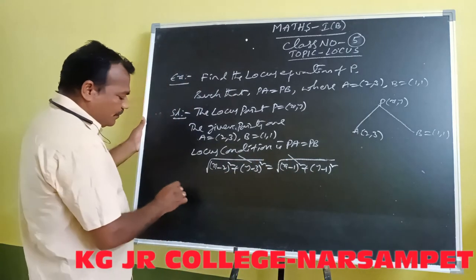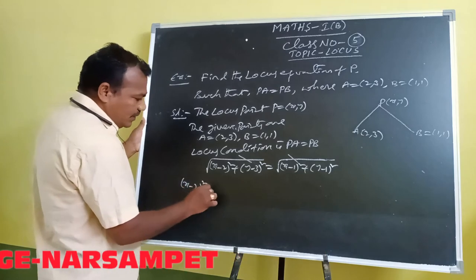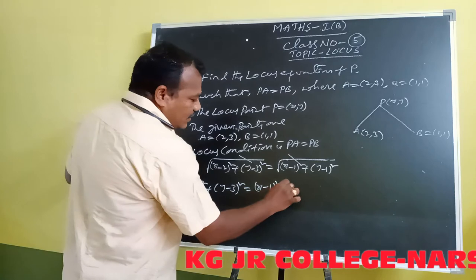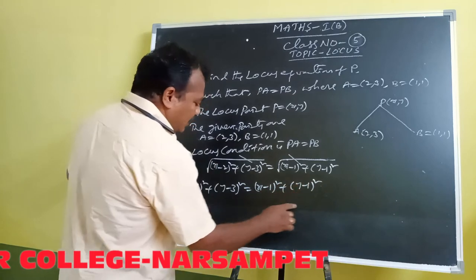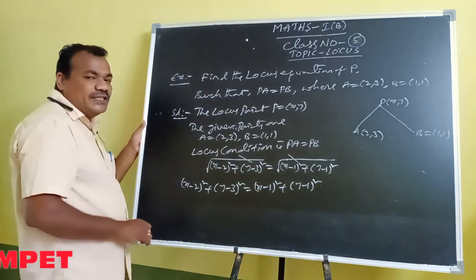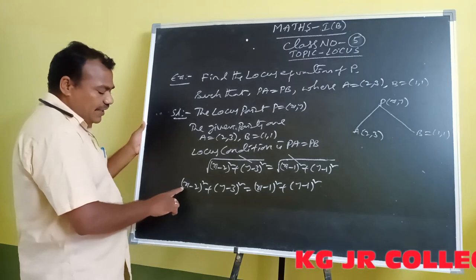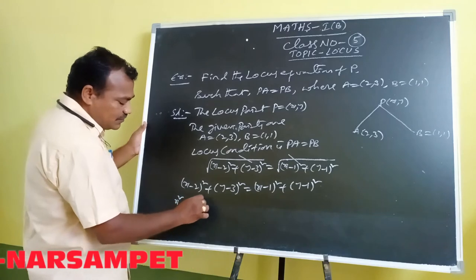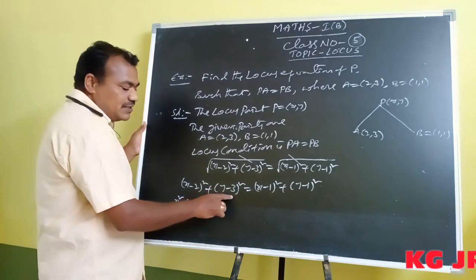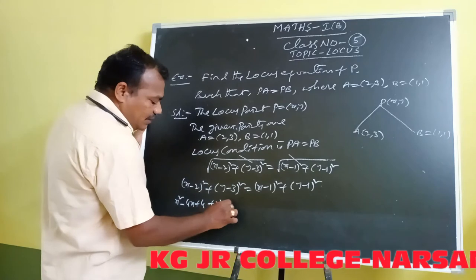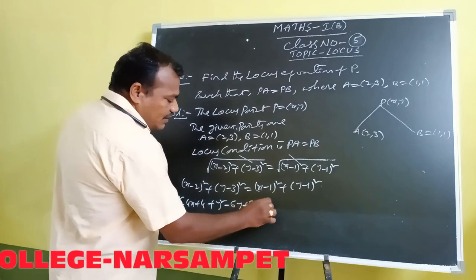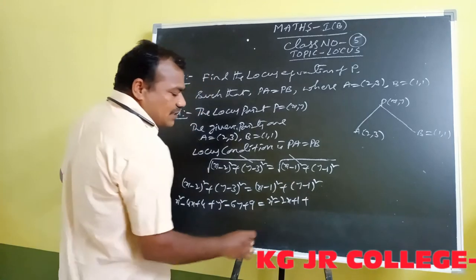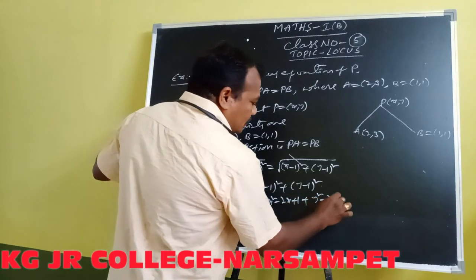Then after that, (x minus 2) whole square plus (y minus 3) whole square is equal to (x minus 1) whole square plus (y minus 1) whole square. Expanding this using the (a minus b) whole square expansion: (x minus 2) whole square is x square minus 4x plus 4, and (y minus 3) whole square is y square minus 6y plus 9. (x minus 1) whole square is x square minus 2x plus 1, and (y minus 1) whole square is y square minus 2y plus 1.